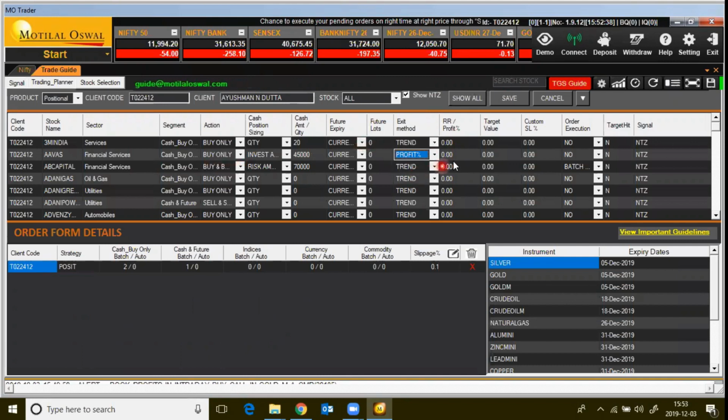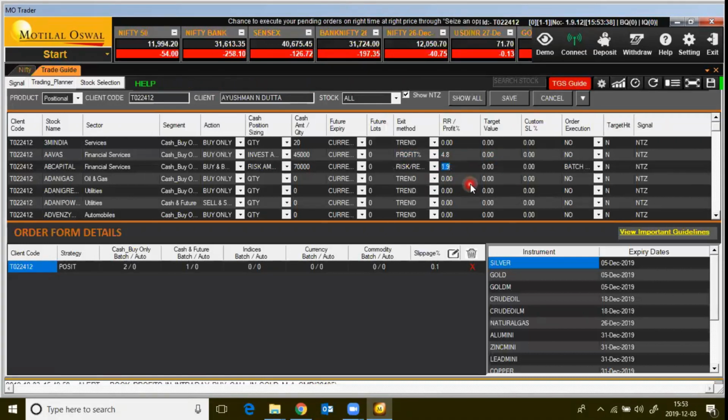You can mention your own profit percentage. By default you will be getting some profit percentage right here. If you want, you can also put your own profit percentage, and whenever the signals get generated, the target value will be calculated accordingly on the basis of the profit percentage. So the first one is the trend, which provides exit only on the basis of the trend method unless the system gives you the exit. The other two methods, profit percentage and risk and reward, are nothing but your target based methods.